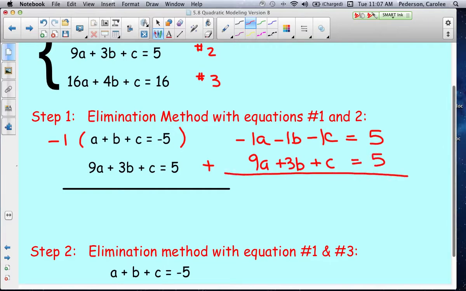Now let's add. -1a plus 9a is 8a. -1b plus 3b is 2b. And then -1c plus c cancels out, and that's what we wanted to have happen. And then we have 5 plus 5 is 10.